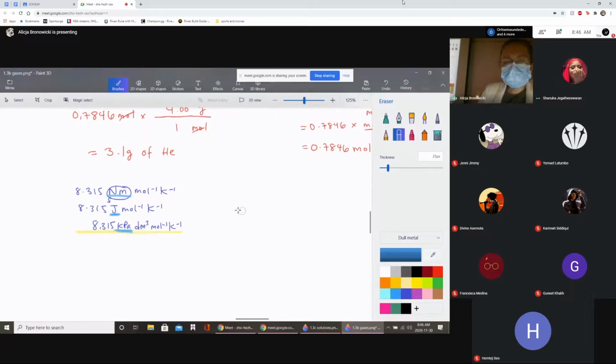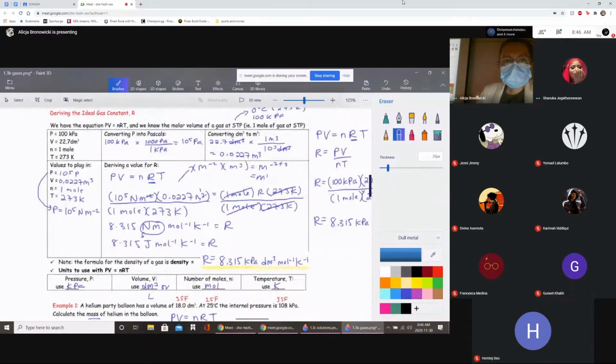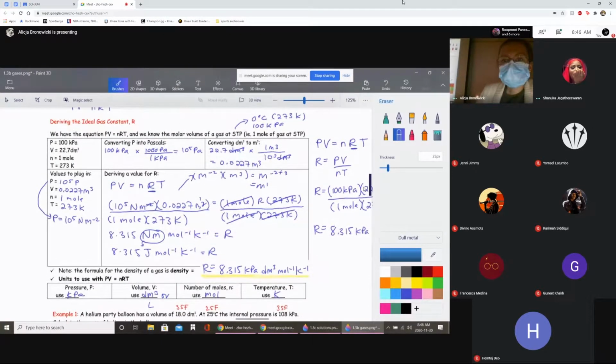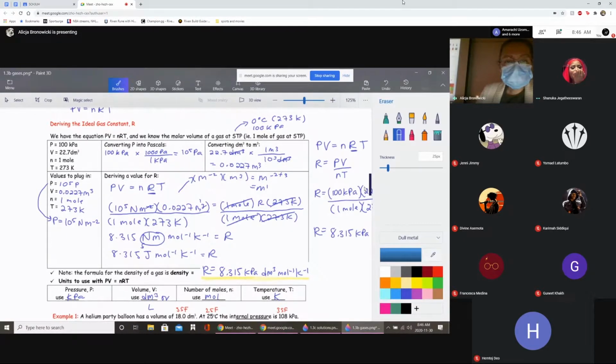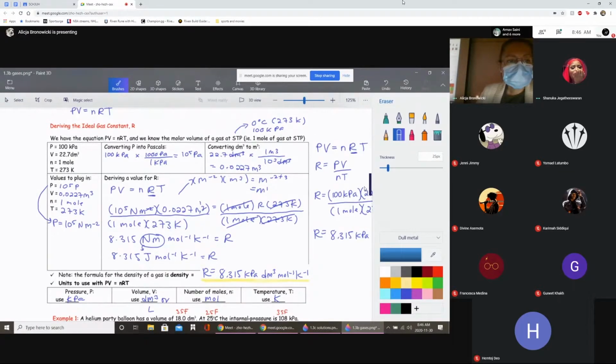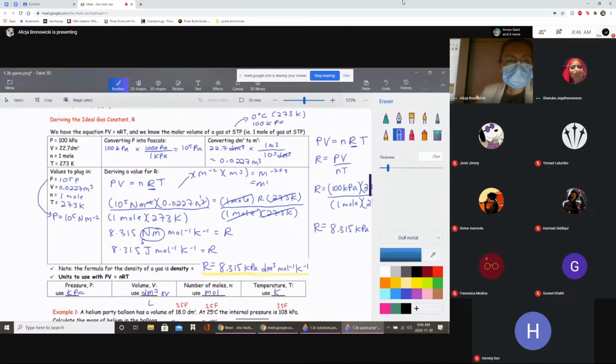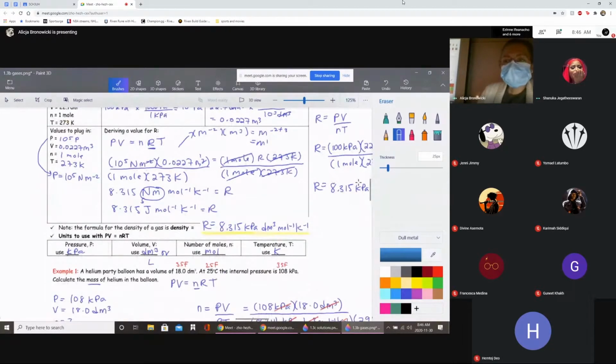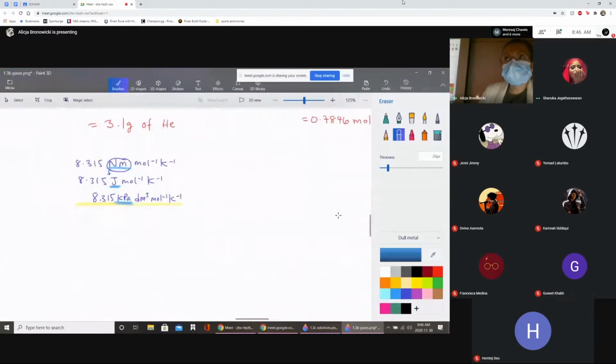I do have a derivation somewhere. Do I have a derivation somewhere? Hold on. So I'm just trying to see. Okay, maybe after break I'll go back to this. But just remember that you have like three versions of your gas constant. You can use either one.